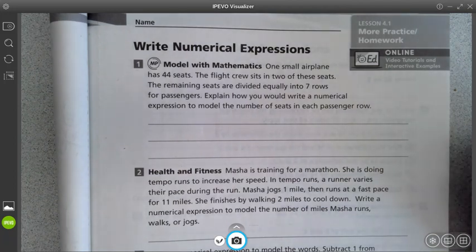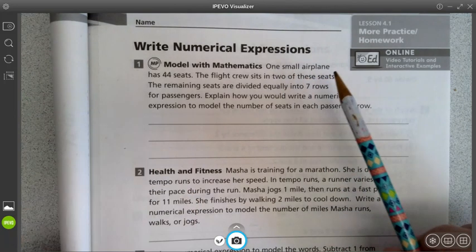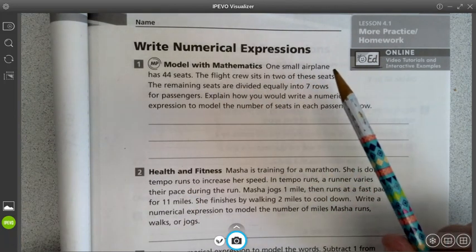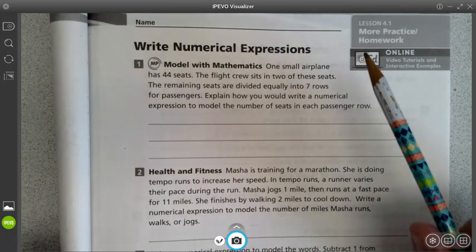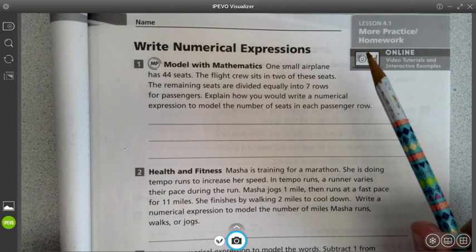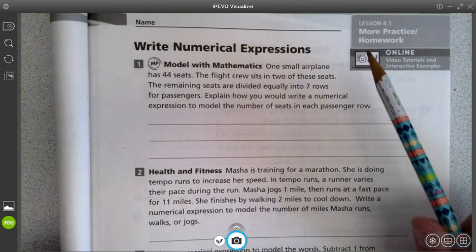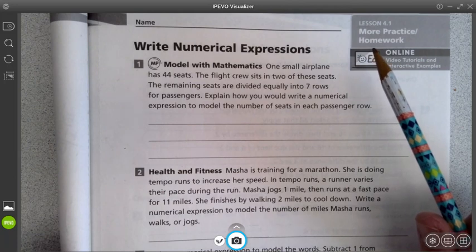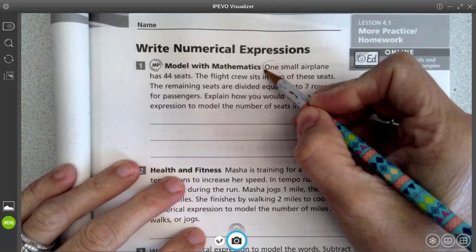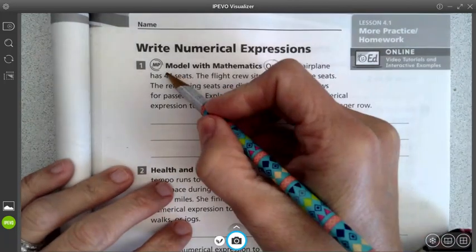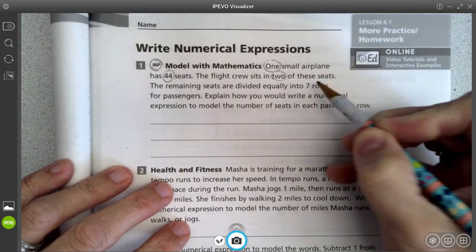So here we go. Number 1, the situation says, one small airplane has 44 seats. The flight crew sits in 2 of these seats. The remaining seats are divided equally into 7 rows for passengers. Explain how you would write a numerical expression to model the number of seats in each passenger row. So I'm going to go through like we normally do. I'm going to find all the values, whether they are numbers or number words, and I'm going to circle them all.